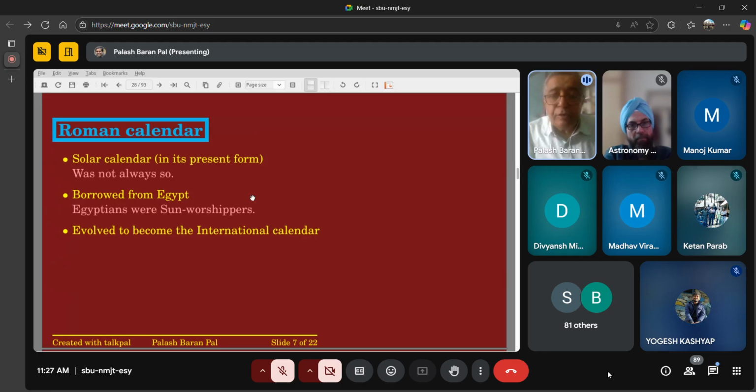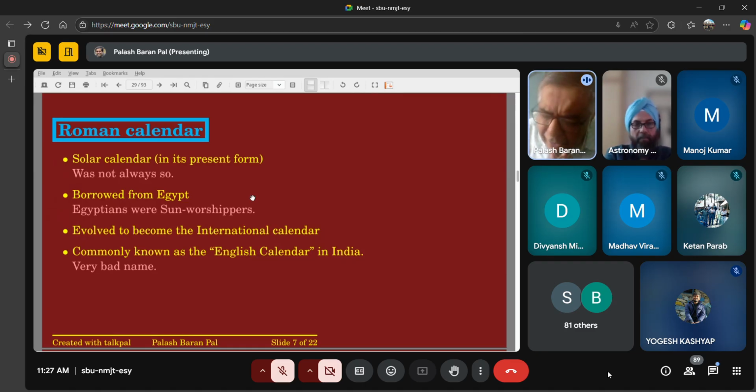Now, some other things about the Roman calendar that we should know from the beginning is that this is the one which evolved to become the international calendar, which is the one according to which it is 24th of May today. And this is also the calendar which is commonly called the English calendar in India. This is an abysmally bad name. I would request you, if you do not get anything out of this talk, please at least remember this one thing. This is not English calendar. Never call it English calendar. And I will explain to you why it's a bad name.